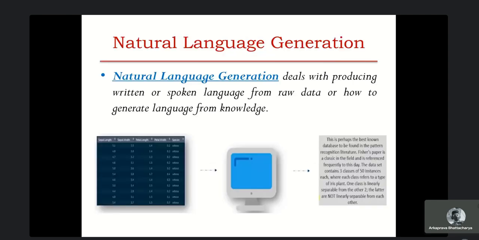So NLG, natural language generation, deals with producing written or spoken language from raw data. This is the refined or raw data which is sent to the machine. Now you can see the machine generates human understandable language. So NLG deals with turning this raw data into simple human understandable language, or in other words, producing natural language from a raw input. It acts as a translator that converts the computerized data into a natural language representation.